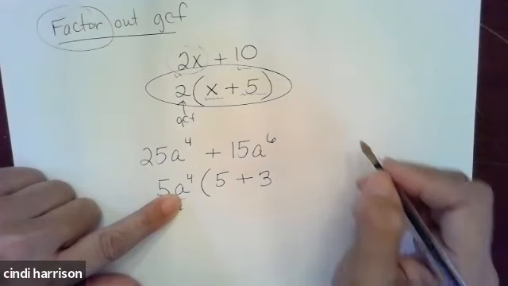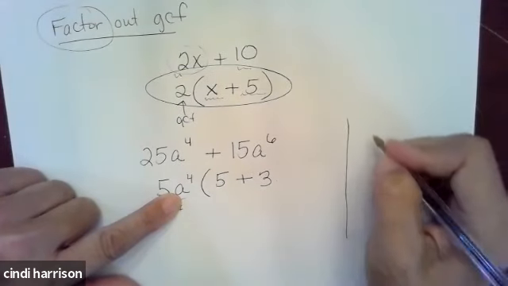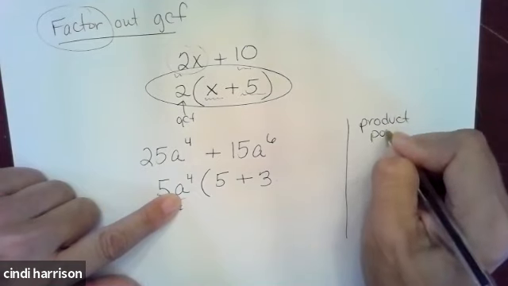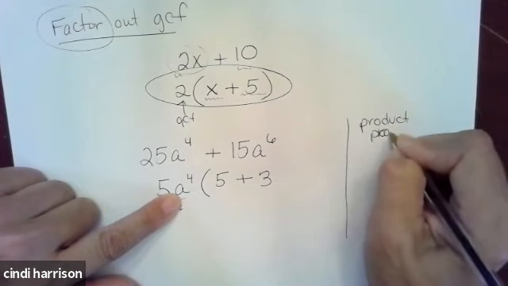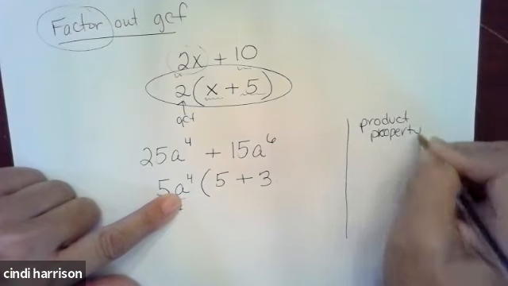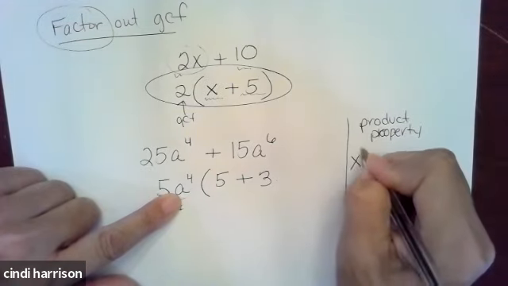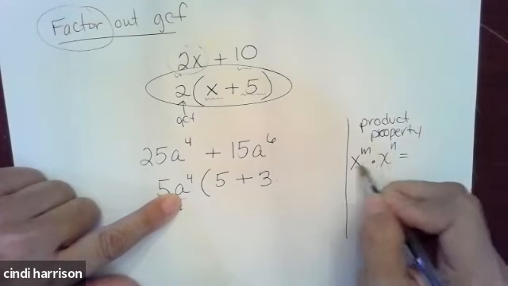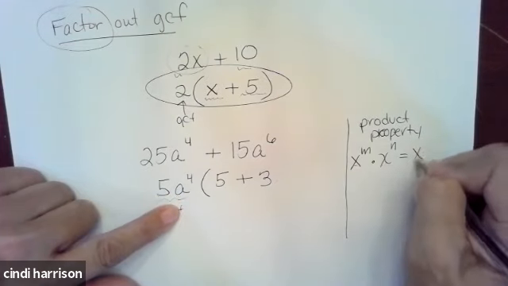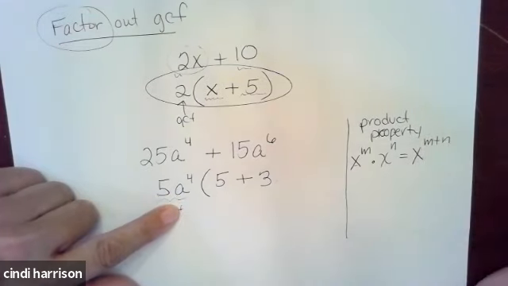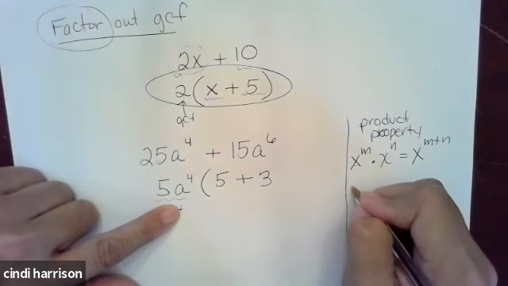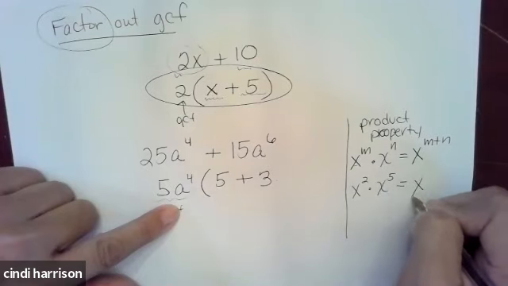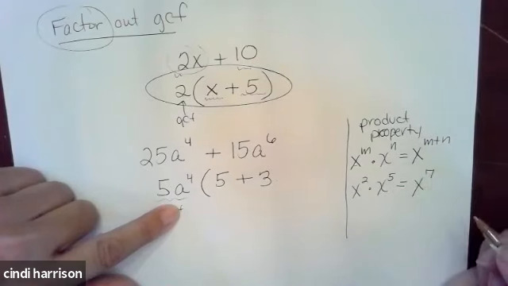So we might do a little side note here and refresh your memory for something called the product property, which tells us if I have x to the m times x to the n. In other words, when you multiply variables with the same base, you keep the base and add those exponents. So if I had x squared times x to the 5th, that would be x to the 2 plus 5, which is 7.